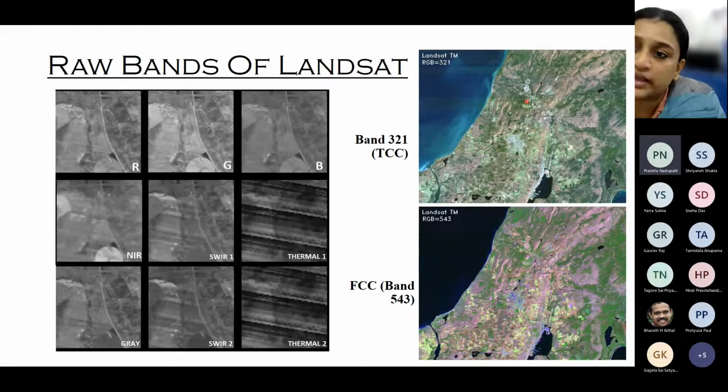The features you want to extract, and in which band they have the maximum reflectance, or are more identifiable, or are characteristically different. So till here, I hope there is no doubt.